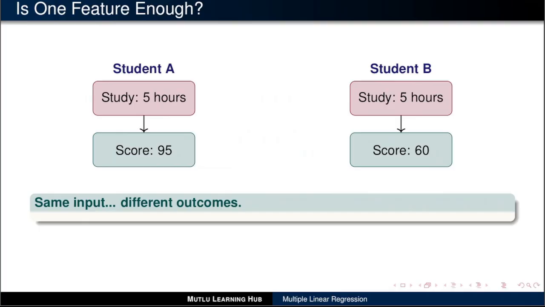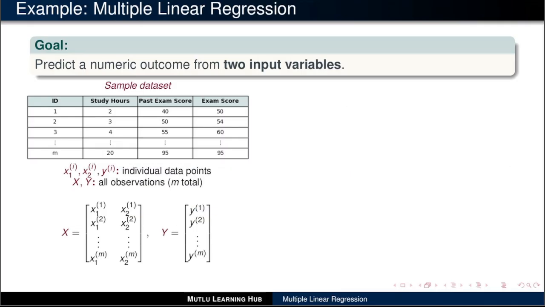Maybe their past exam scores, their sleep, or even stress levels. This is a limitation of simple linear regression. It only captures one relationship. To model the reality better, we need to include multiple factors that might affect the outcome. Now let's look at an example of multiple linear regression in action.